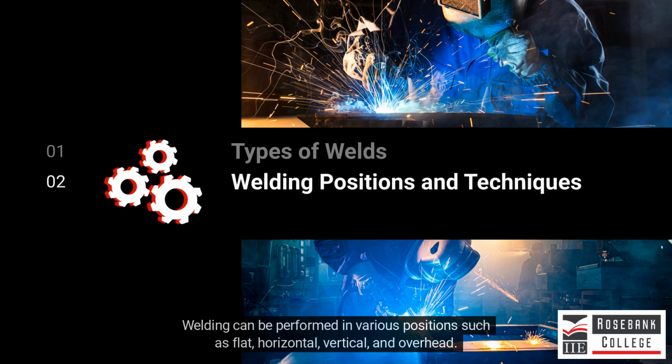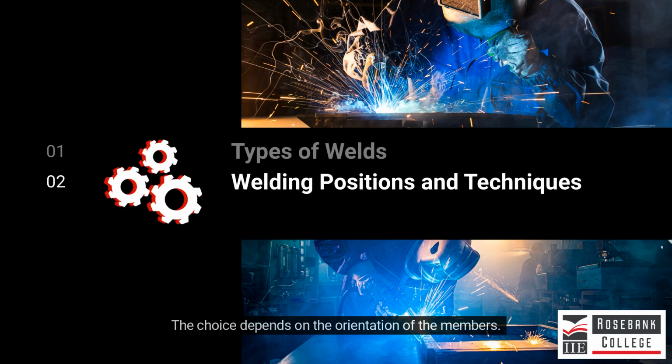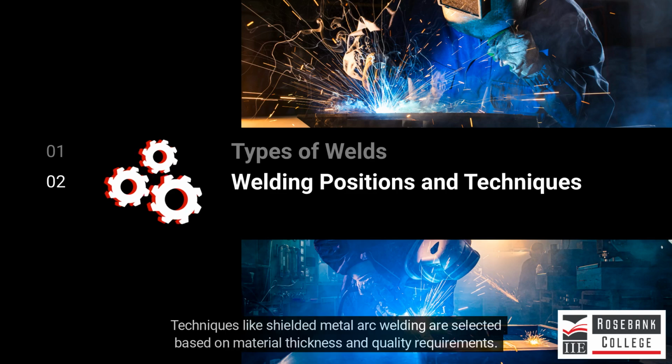Welding can be performed in various positions such as flat, horizontal, vertical, and overhead. The choice depends on the orientation of the members. Techniques like shielded metal arc welding are selected based on material thickness and quality requirements.